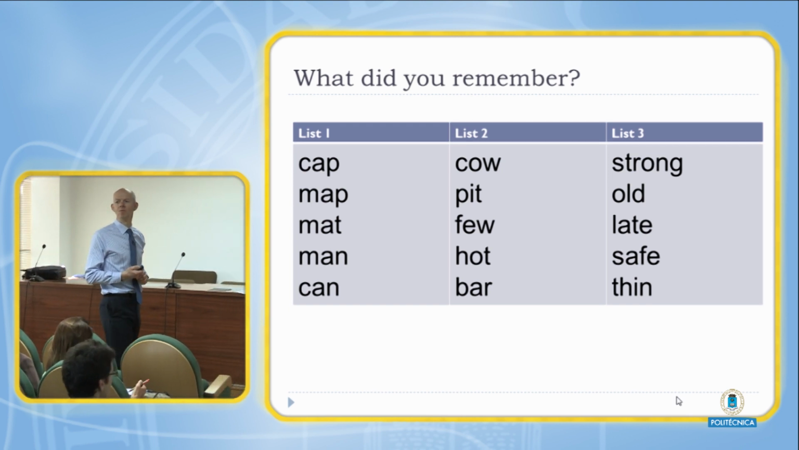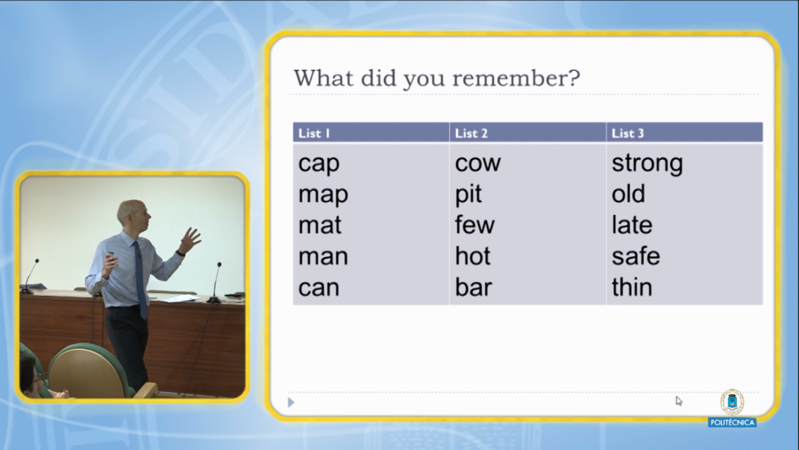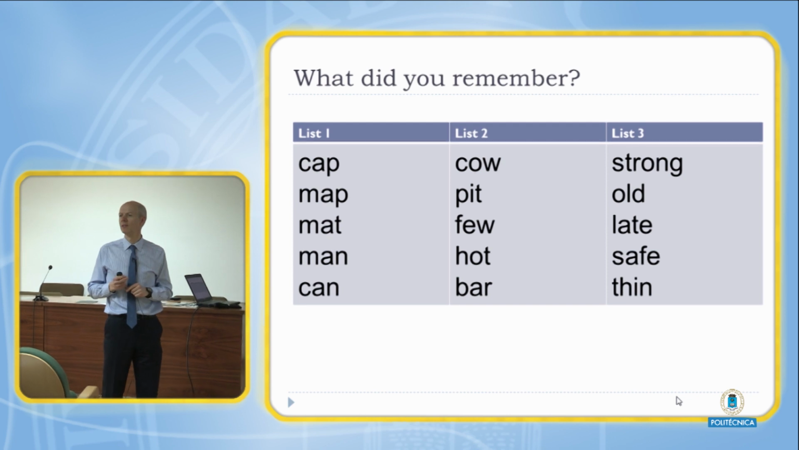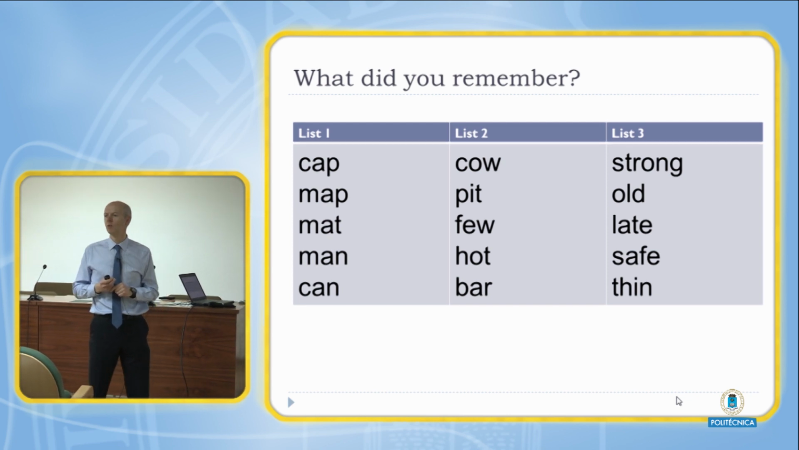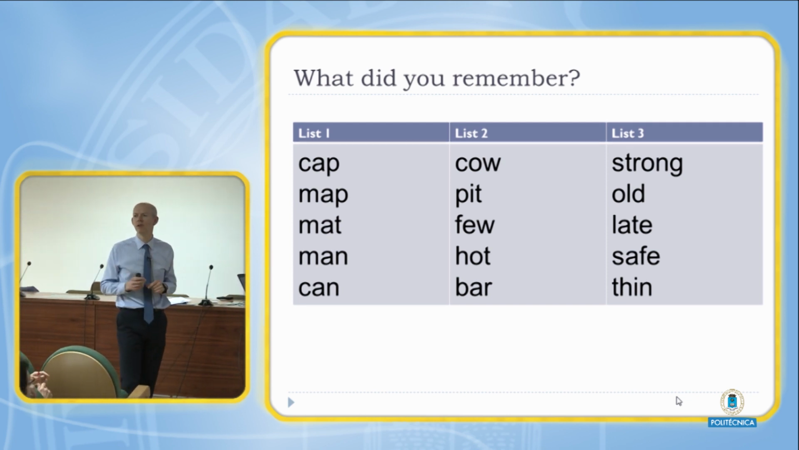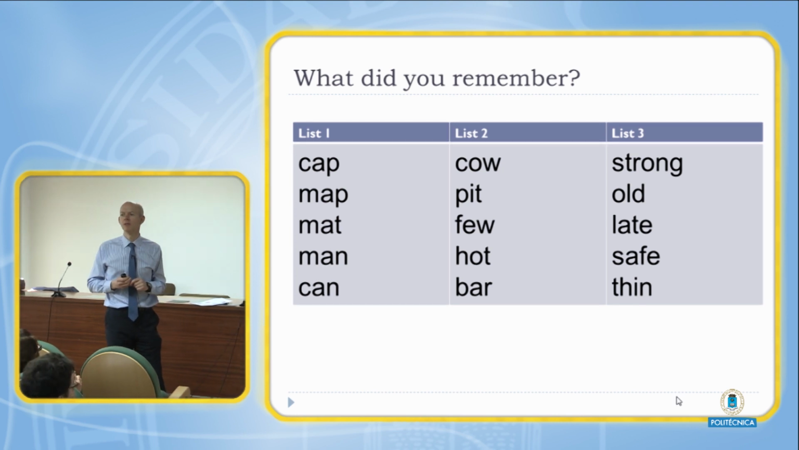Okay, yeah. Did everybody get the 3 lists? Yeah. Which lists were easier for you? The first one. Okay, second one, yeah. Okay.